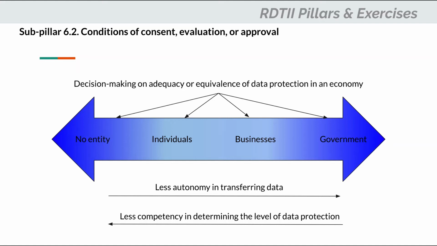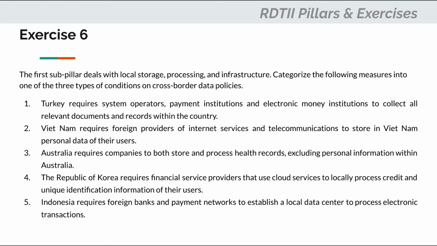Accordingly, this subpillar differentiates the conditions, not based on types of decision-making entities, but based on types of data. If a condition concerns personal data, it is more restrictive than a condition that only concerns non-personal data. Here, question for the sixth pillar. The first subpillar deals with local storage, processing, and infrastructure.